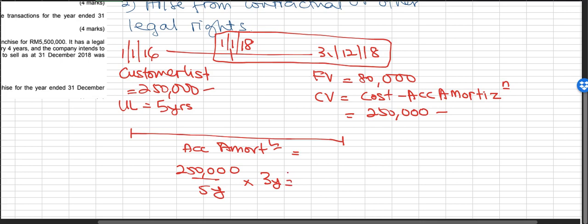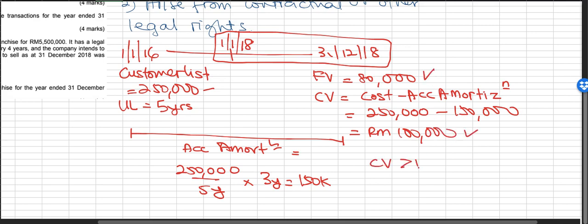So you should get accumulated amortization of 150,000. This will be deducted here, so you will get the carrying value of RM100,000. You see that the fair value is 80,000 and the carrying value is more than the fair value. So you should recognize a deficit of 20,000, and this deficit should go into SOPL.